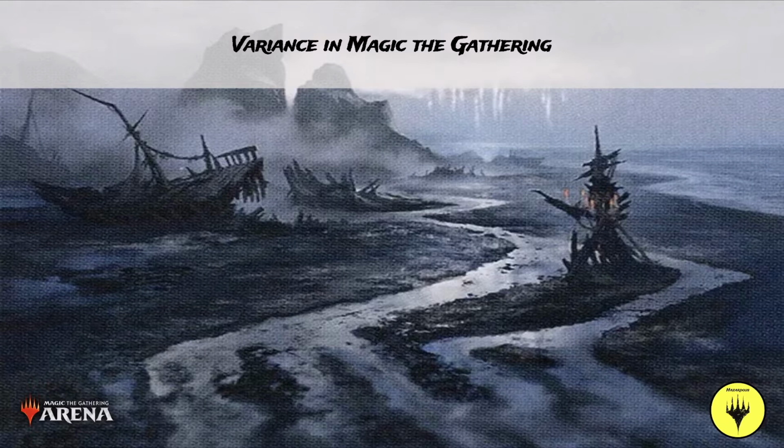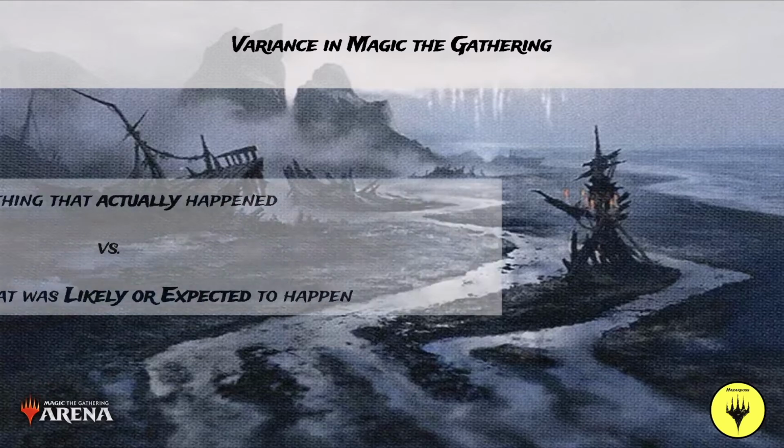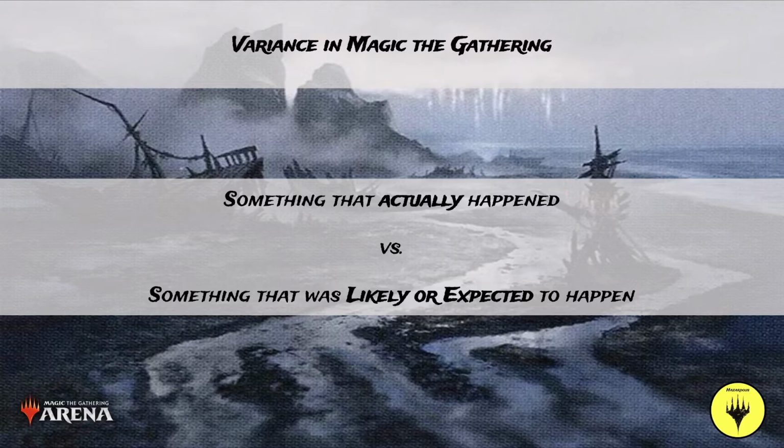If you ask 3 Magic players about it, you will probably get 4 different answers. From a statistical point of view, the variance is the discrepancy between something that has actually happened versus something that was likely to happen or was expected from you. Yes, I know, this is very hard to swallow. So let's try to dissect this with some examples.